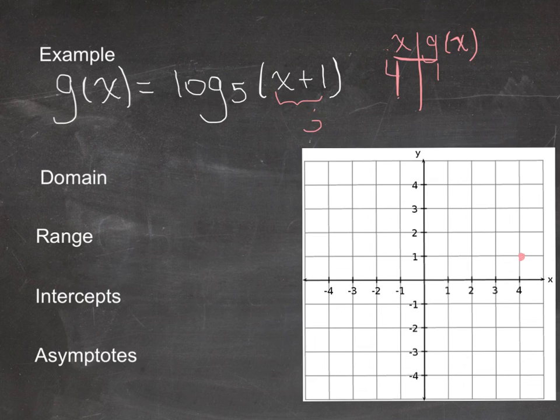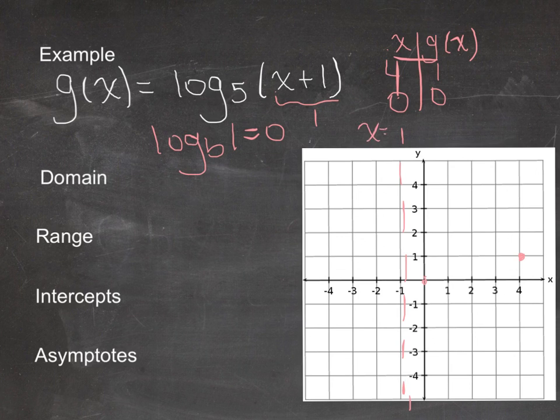And then I also know that log base b of 1 is equal to 0. So if I choose x equals 0, this would be 1, so my y value would also be 0. I have this point here. And then what this plus 1 did was it shifted everything to the left 1. So it also shifted my asymptote that used to be at x equals 0 to x equals negative 1. And then I can just connect those points and have the basic shape of my graph there.